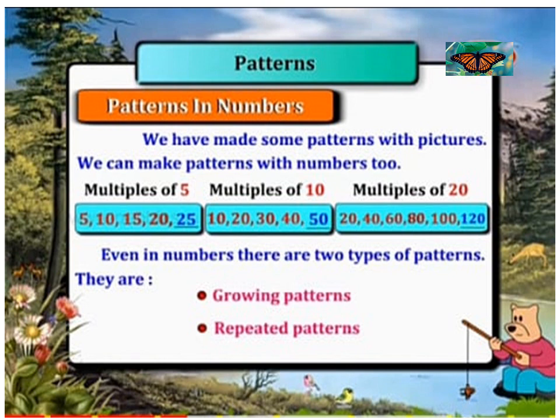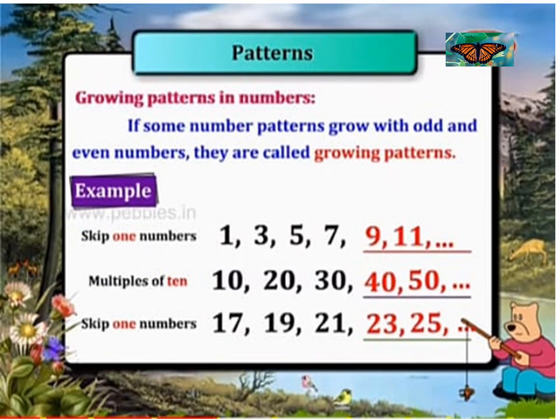Even in numbers there are two types of patterns. They are growing patterns and repeated patterns. Growing patterns in numbers: if some number patterns grow with odd and even numbers, they are called growing patterns. For example, 1, 3, 5, 7. So the next numbers are 9, 11 and it goes on.